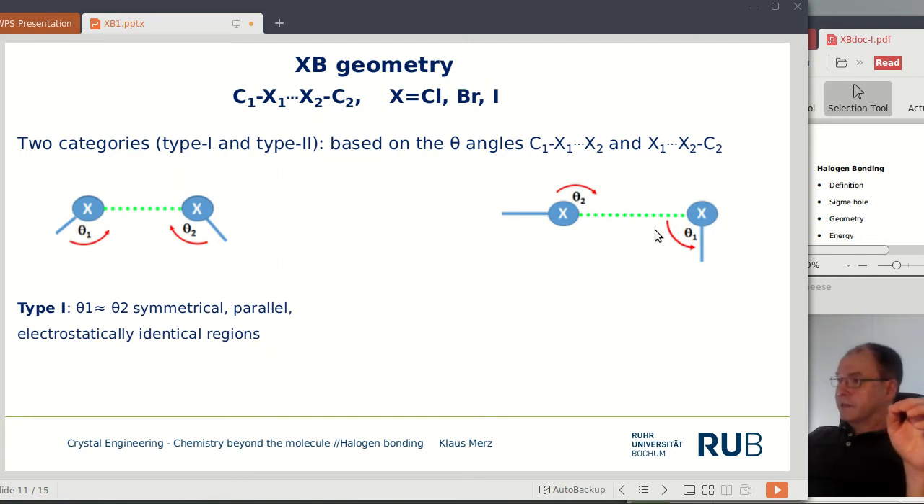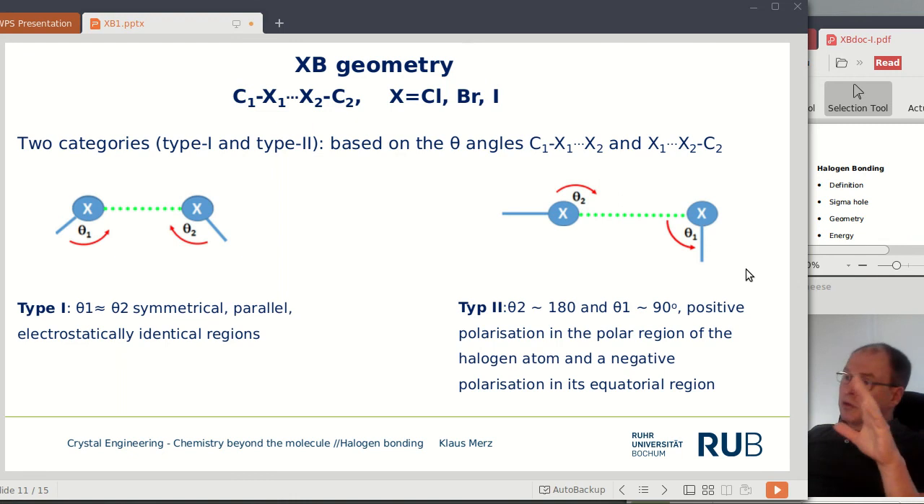In this case, you remember talking about the anisotropic electron distribution around the halogen atom. Here is the positively charged region, and this here is the electronegative belt, the negative belt. So we have the interaction of the positively charged region and the negatively charged region.